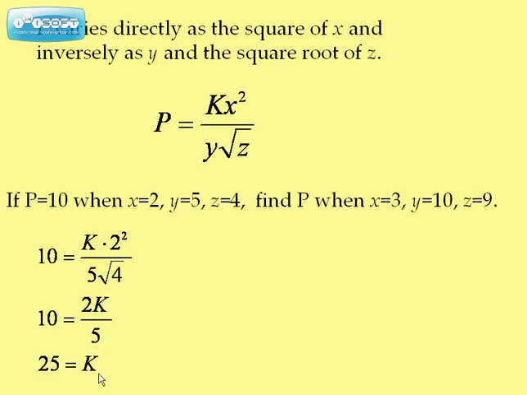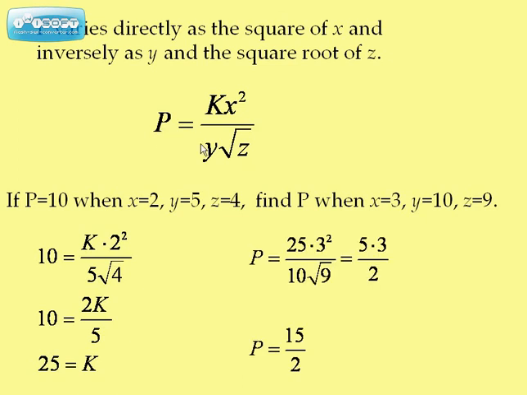Once you've got the k value, k is 25, now we can go ahead and use that in the second part. So the second part, find p when x is 3, y is 10, z is 9. So I have the x I can plug in, the y I can plug in, z I can plug in. Now I also have the k to plug in, and then to find p. So we go in and plug all that stuff in. So we've got the k 25, then 3 squared, y is 10, and the z is 9, so square root of 9. Again, square root of 9 is 3.